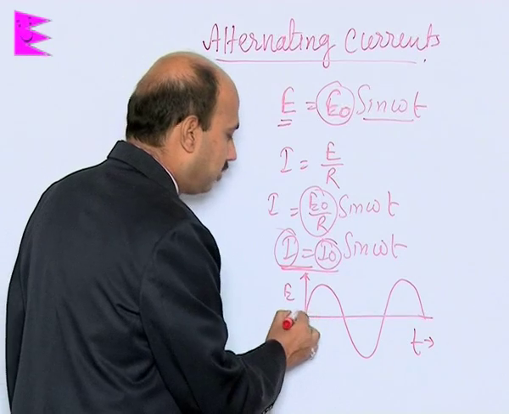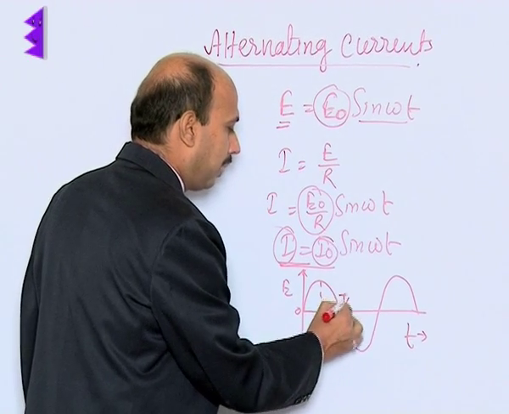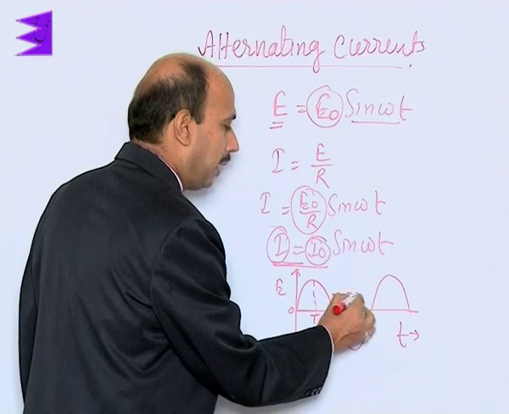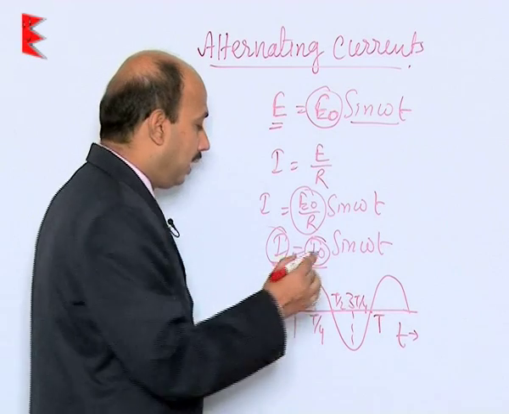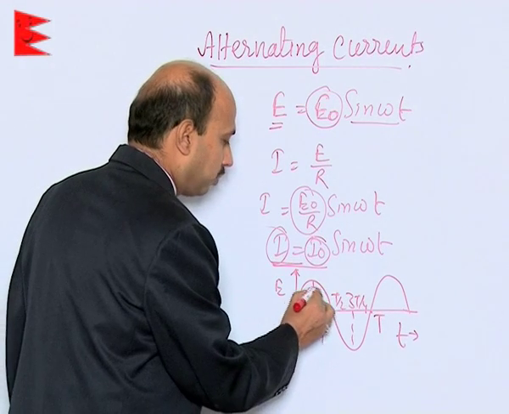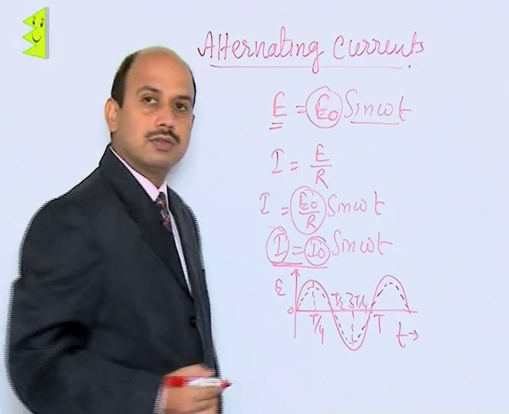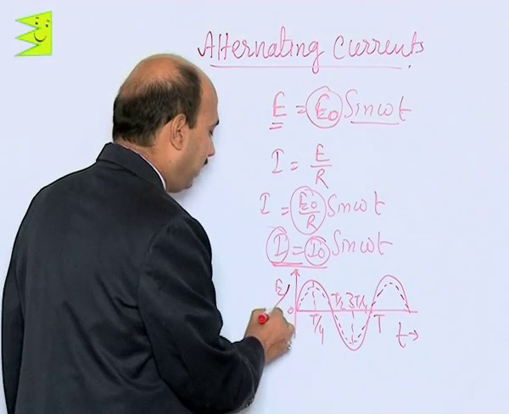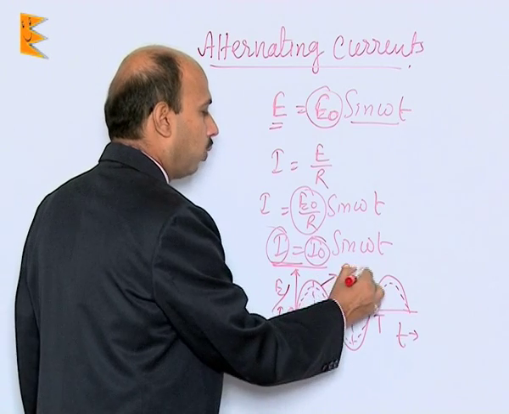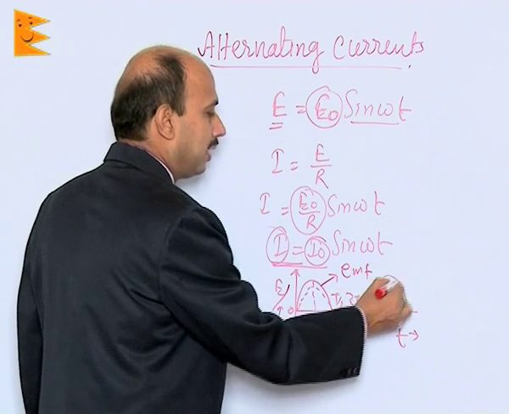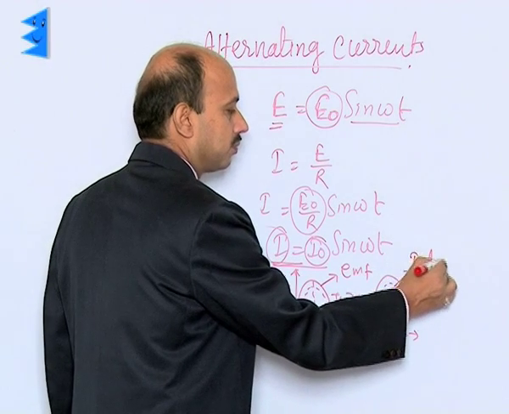This can be taken as the 0. This is the angle at time T by 4, this is T by 2, this is 3T by 4, and this is your T. We can also draw the current like this by a dotted line. So this dotted line shows the variation of the current. Here we can write E and I. This is the instantaneous value of EMF, and the dotted line is the instantaneous value of induced current.